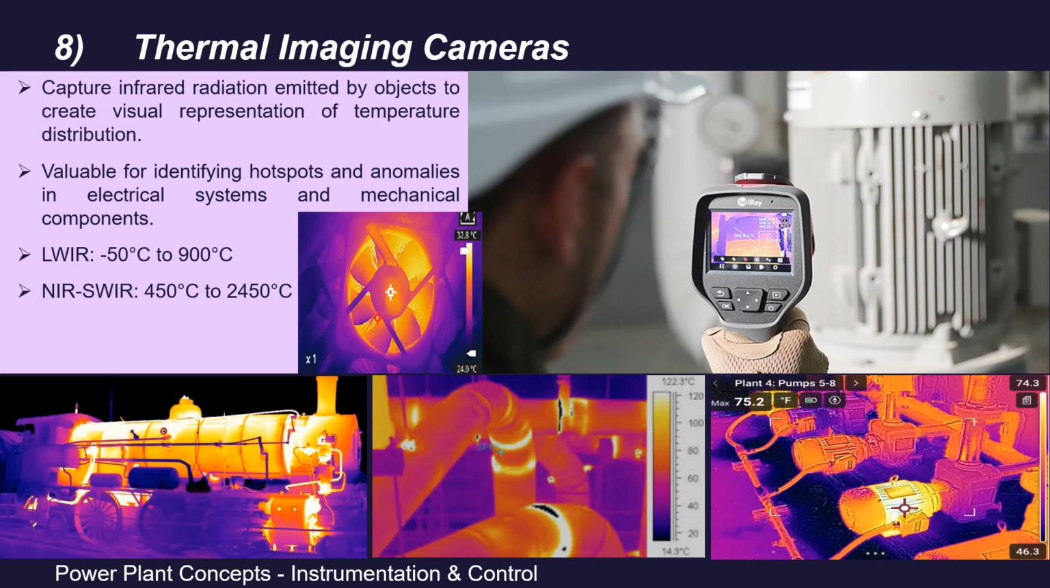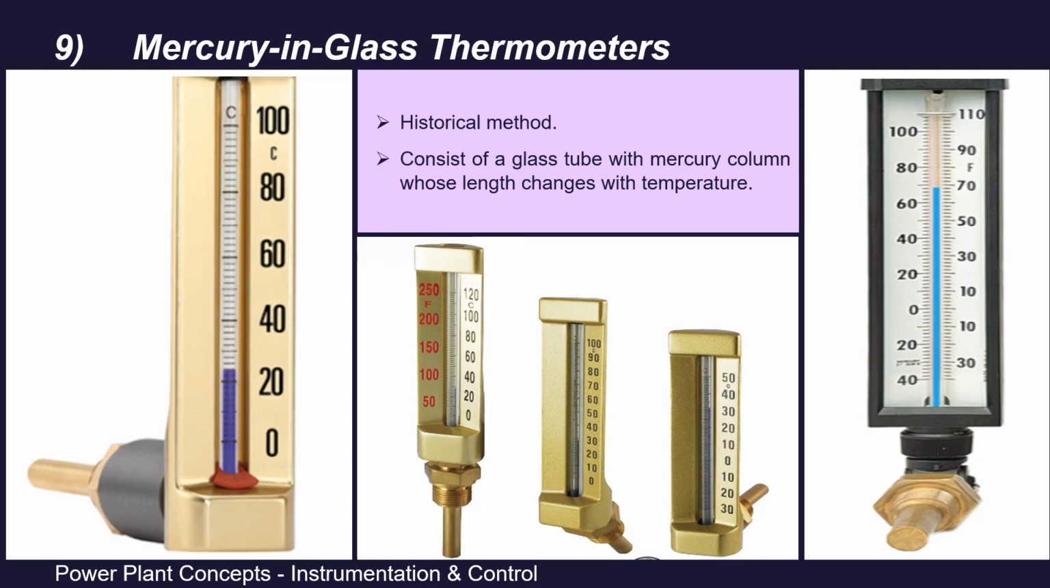Clear? Coming to our last type, it is the mercury in glass thermometer. These are less common today due to environmental concern. Mercury in glass thermometers were historically used for temperature measurement, and they basically consist of a glass tube with a mercury column, and this mercury column length changes with temperature.